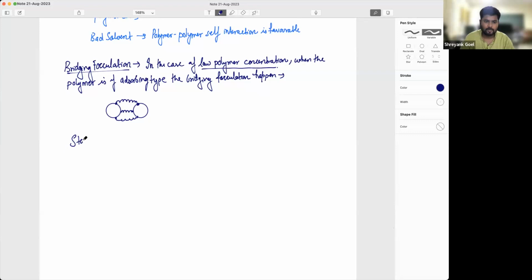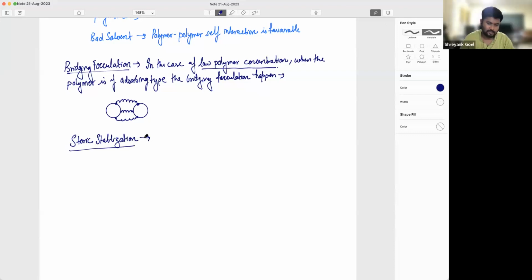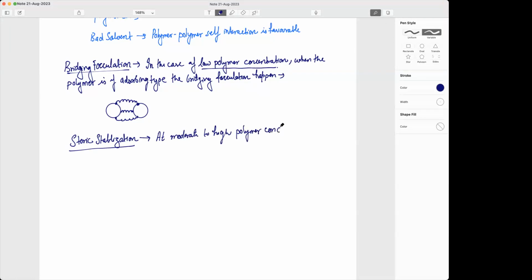Then we learned about steric stabilization. In case of steric stabilization, it occurs at moderate to high polymer concentration.